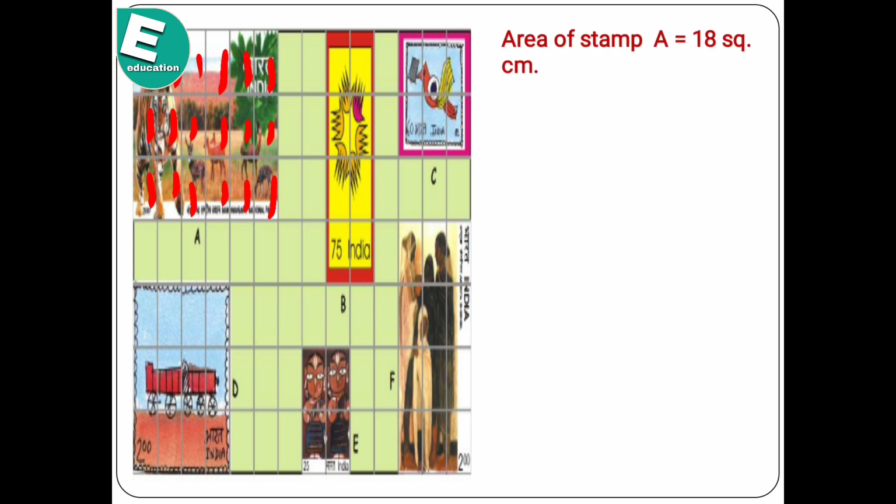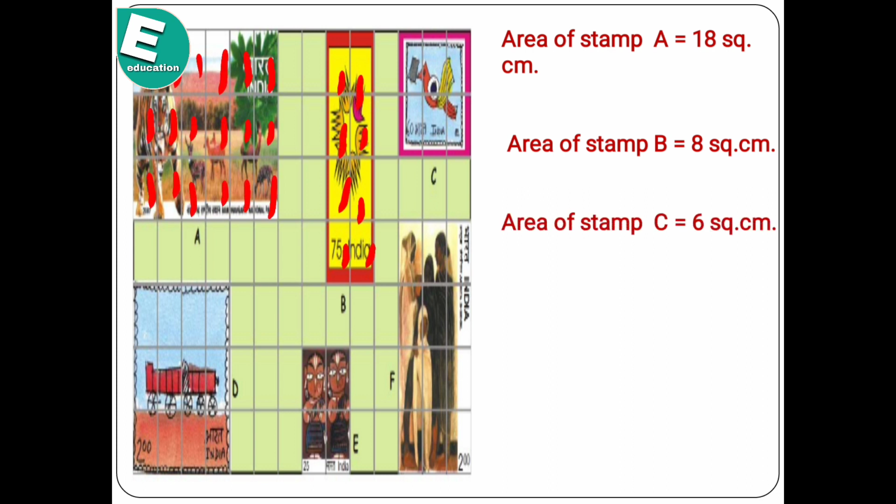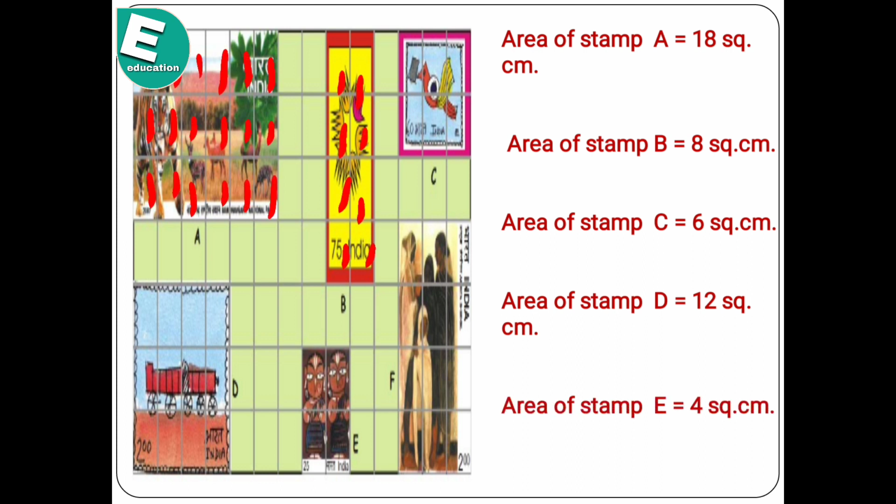For stamp B, 1, 2, 3, 4, 5, 6, 7, 8. The area is 8 square centimeter. Similar to stamps A and B, follow the same steps for C also, and you will get an area of 6 centimeter square. Area of stamp D is 12 square centimeter, and for E it is 4 square centimeter. And the last one, for F, the area is 12 square centimeter. Now moving to textbook activity questions.